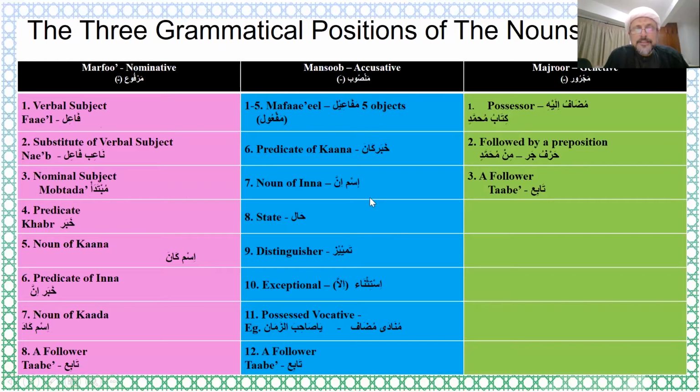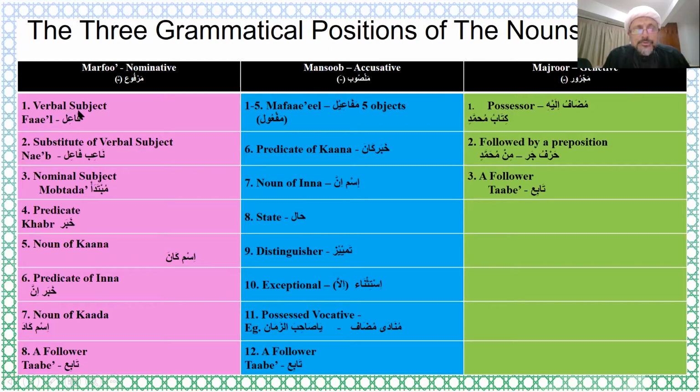Okay, what was blue color? Yes, these are the mansubat. And what was the obvious sign of it? A. And then we have this sweet little majroor, the green. Only three things, alhamdulillah. And what was the obvious sign of it? E. So this is marfu, grammatical position. This is mansub, grammatical position. This is majroor, grammatical position. This is the obvious sign of marfu, u, but there can be other signs. And this is mansub. Obvious sign of it is a, and this majroor, obvious sign of it is e.